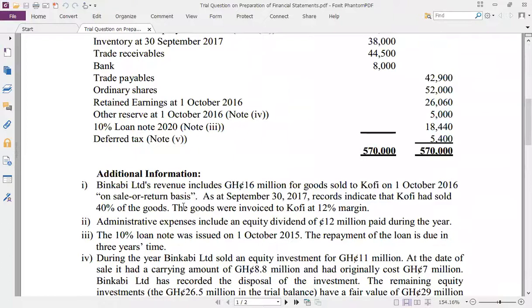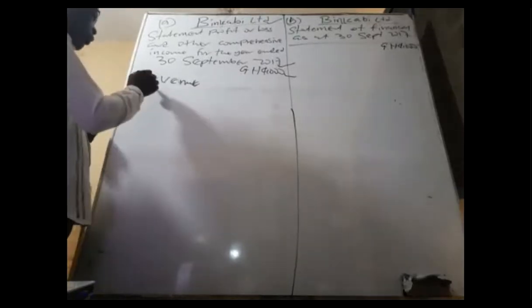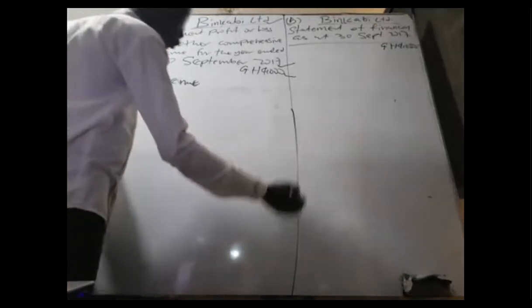BKB Limited's revenue includes 16 million for goods sold to Kofi on 1st October 2016 on sale or return basis. As of 30th September 2017, records indicate that Kofi had sold 40% of the goods. That means we have 60%. The goods were invoiced to Kofi at 12% margin. So quickly, let's take 60% of this figure from sales revenue and from receivable. That's the first thing that I'll do. So kindly open a bracket for revenue. I can go and do working somewhere and bring it back.